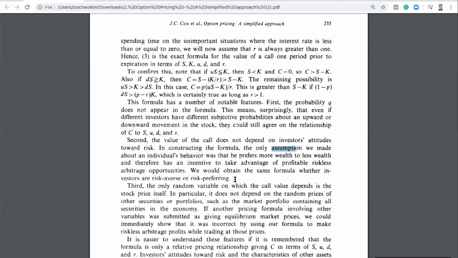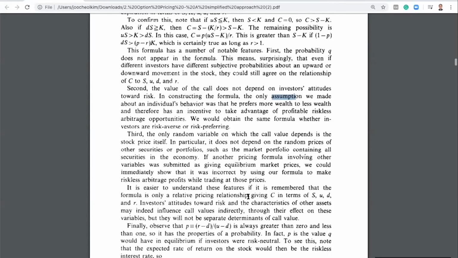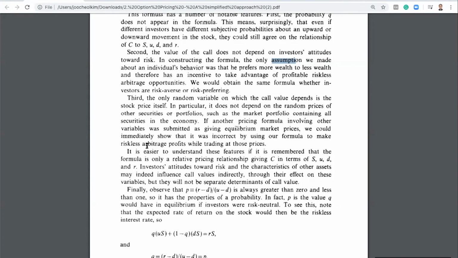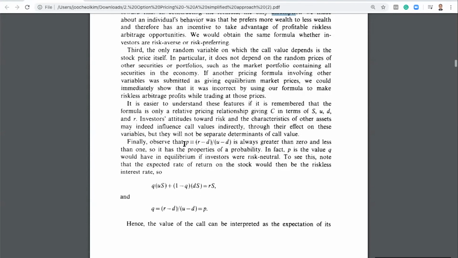So it doesn't matter what the utility function is. It does not depend on any utility function at all. The only assumption we made is that if there is a riskless arbitrage opportunity, somebody will take it. That's the only thing. And there are some more things, but what I wanted to emphasize is the final one.